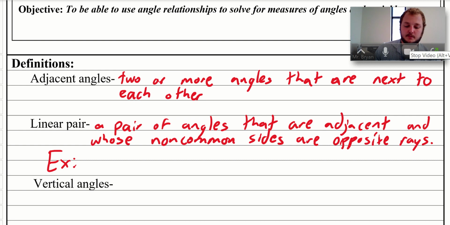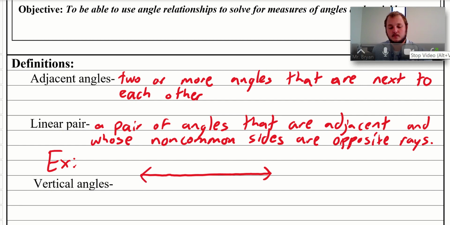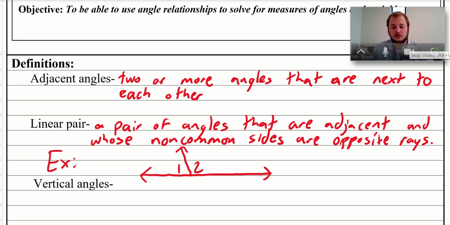I'm just going to start off by drawing a straight line. If I'm looking for what a linear pair looks like, a linear pair always happens, linear meaning a line, when I take a line and break it up into a pair of angles, or two angles. So I can draw a ray going out from any of these positions at any angle. We'll just draw this one here, it doesn't really matter. Let's label this angle 1 and angle 2. This would be an example of a linear pair.